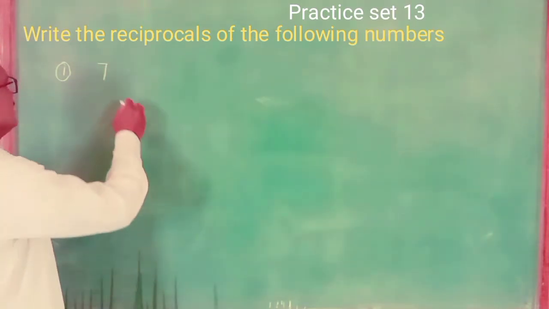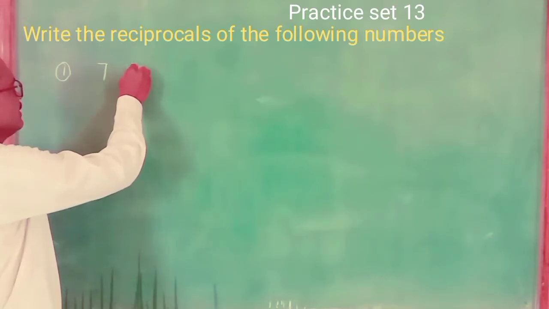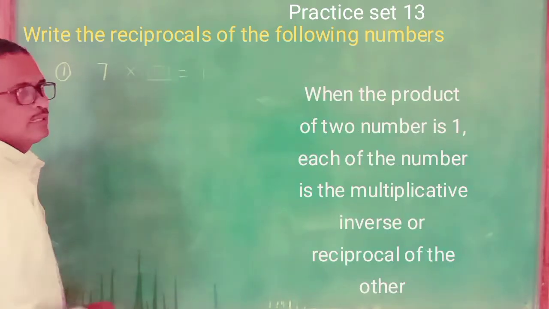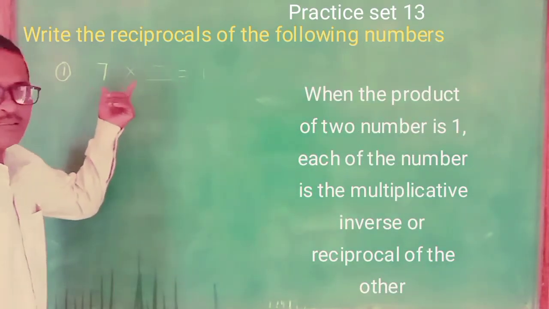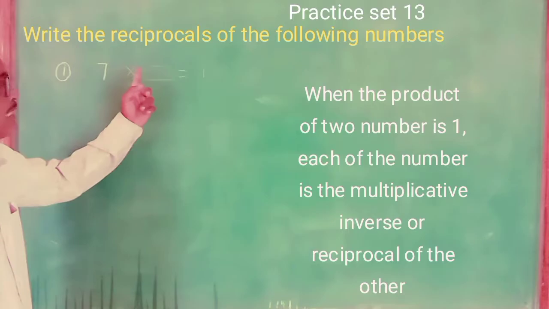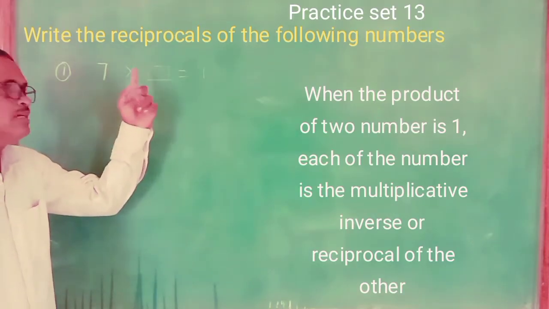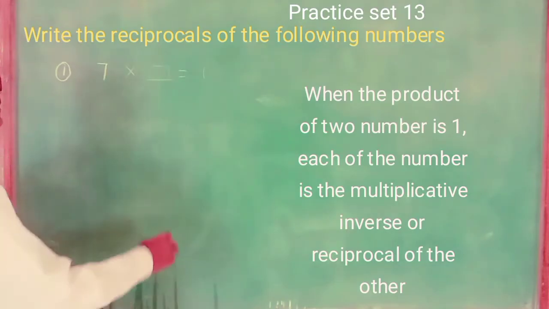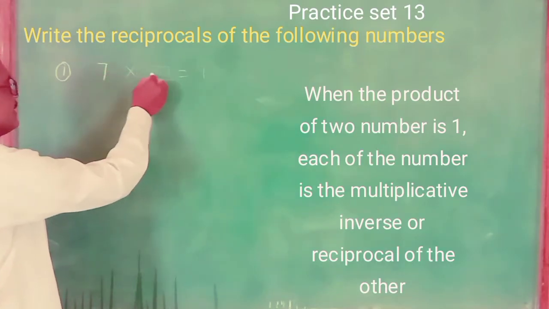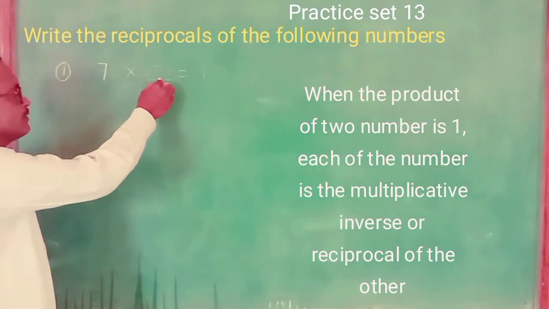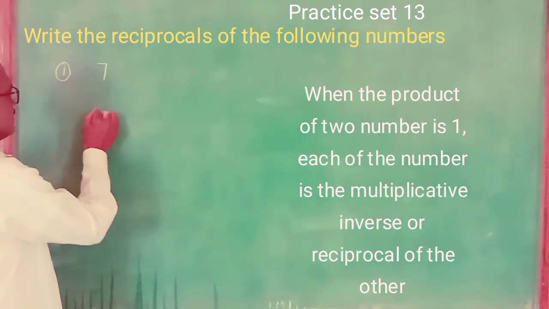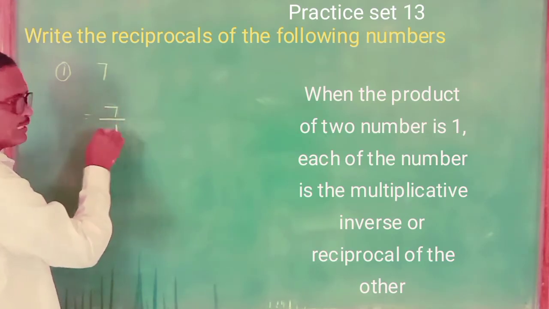We have learned that when the product of two numbers is 1, each of the numbers is said to be the multiplicative inverse or reciprocal of the other. It means that when the product of two numbers is 1, then each number is the multiplicative inverse or reciprocal of the other. So we can write 7 as 7 upon 1.